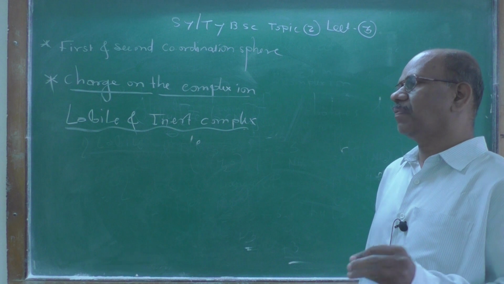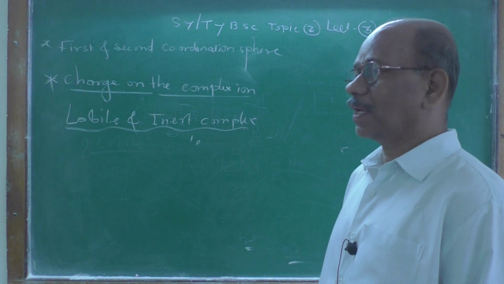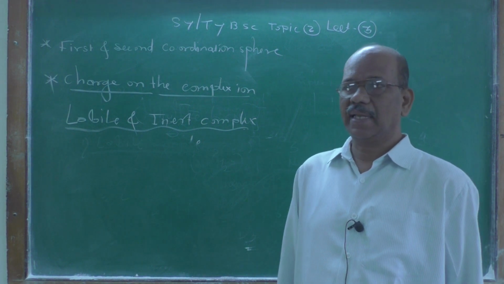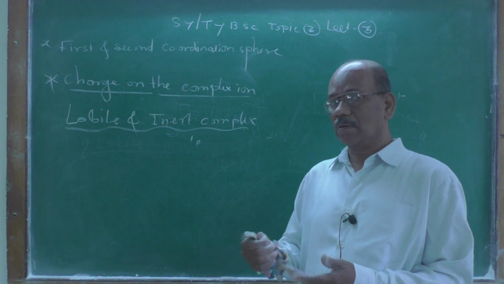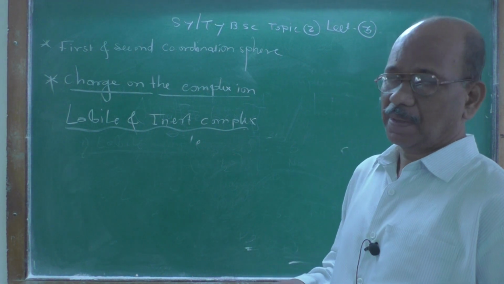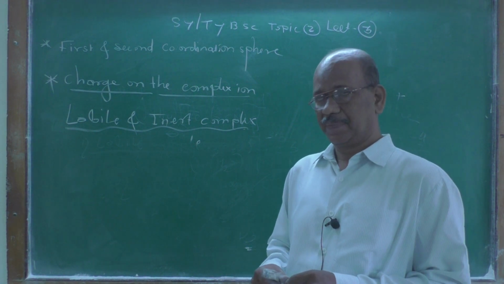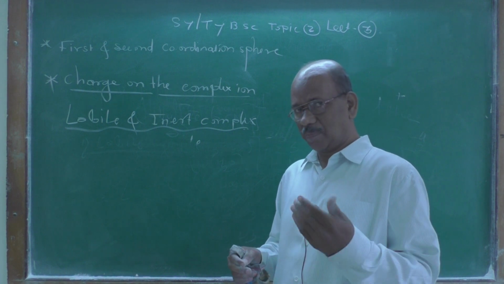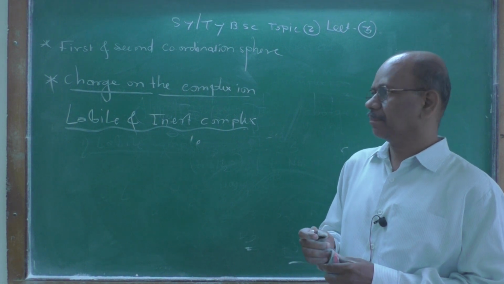Another way to classify the ligand is depending upon the electron pair donating tendency. There are some ligands that can donate 2 pair of electrons or 3 pair of electrons to the metal atom or ion. Those are called polydentate ligands, since they can donate more than 1 electron pair.